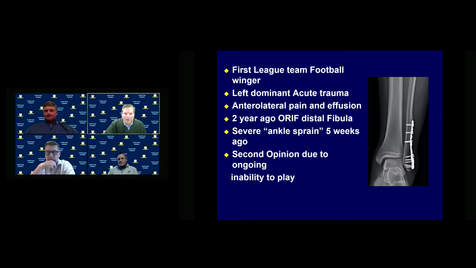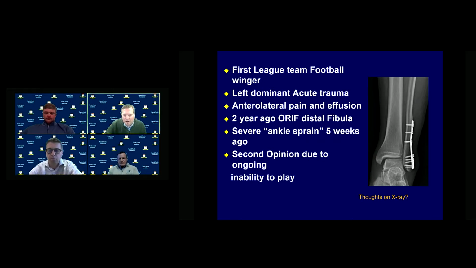Okay, Pieter, take us through this case. So this is a case of an athlete that was treated 2 years before presenting with the current injury, with a distal fibular fracture, operated elsewhere, no problem at all, perfect recovery, played for 2 years, and then suffered from a new left dominant acute trauma with pain anterolateral with effusion and presenting at us 5 weeks after the injury. So Tom, quickly, what do you think about that X-ray?